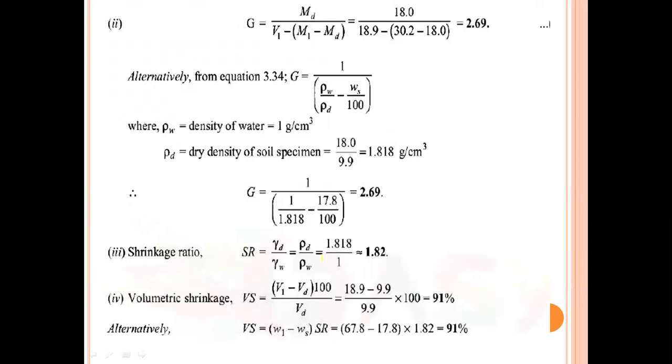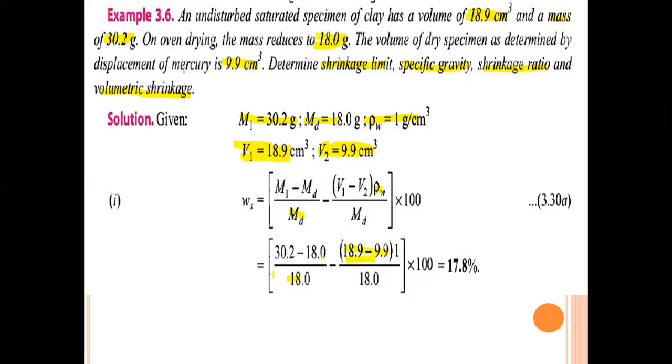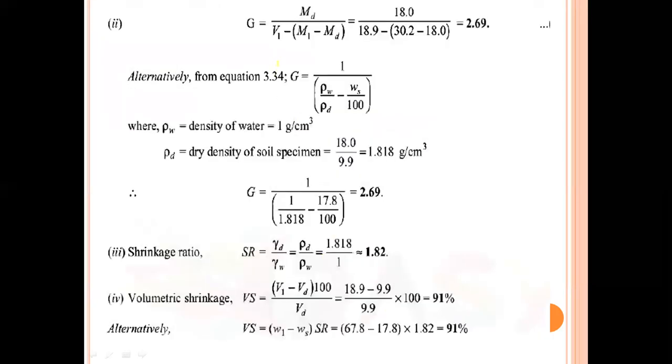Next, second one, specific gravity G. We find G equal to Md by V1 minus (M1 minus Md), equal to 18 divided by 18.9 minus (30.2 minus dry mass 18). That equals 2.69.